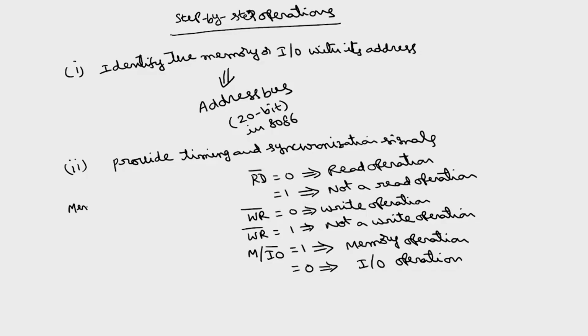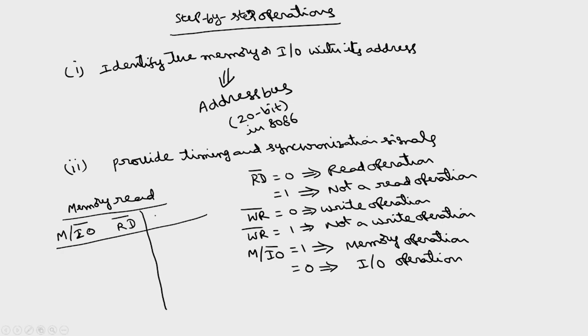Okay. So, how to perform memory read operation? This depends upon read bar and M by IO bar. M by IO bar is one control signal and read bar is the other. You generate memory read bar. I am generating memory read also as an active low signal. Memory read bar is 0 means it is a memory read operation. If it is equal to 1, it is not a memory read operation.